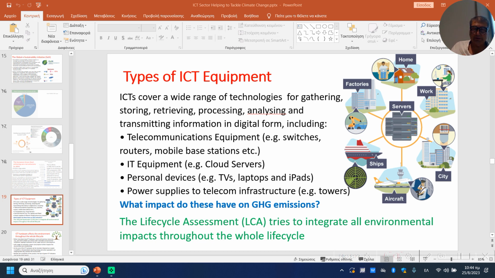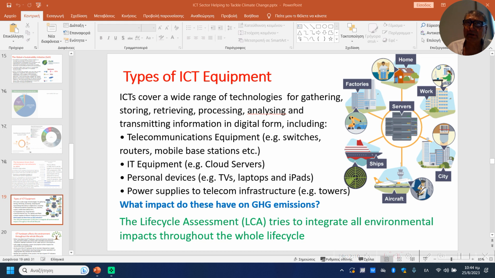Here we look and monitor the process in one direction. It is the direction of, till now, governing. Now we get a second type. This is the type of how the direct impact of ICT on the environment comes. It comes with the equipment, with the hardware which ICT uses. And we have telecommunication equipment, cloud servers, personal devices, different power supplies which support them, and so on and so on.